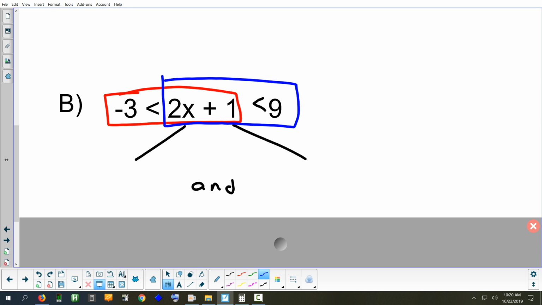What's in the red box is going to go on the left. What's in the blue box is going to go on the right. The middle is in both boxes. That's the way it always works. So on the left, you're going to solve that one. That's the red box. What's on the right? We're going to put the blue box.